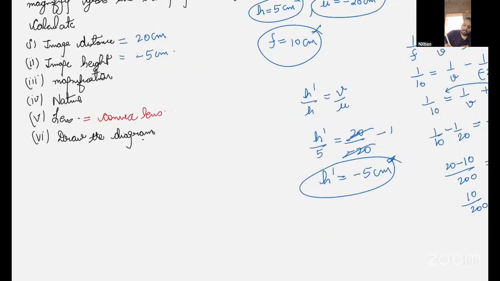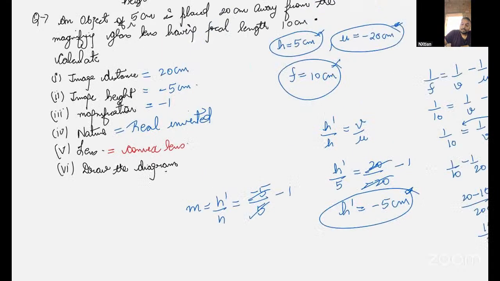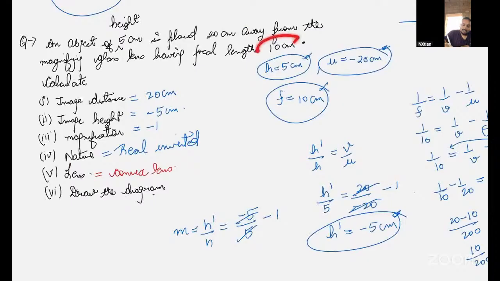Now we are calculating the magnification. Magnification formula is h dash upon h. So h dash is minus 5, h is 5. I got the answer as minus 1. Okay, nature is real, inverted, and then you have to draw the diagram. So of course, the focal length is 10 centimeter, and the object distance is 20 centimeter.